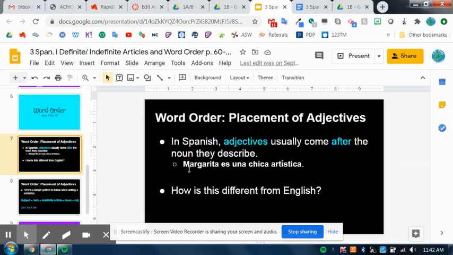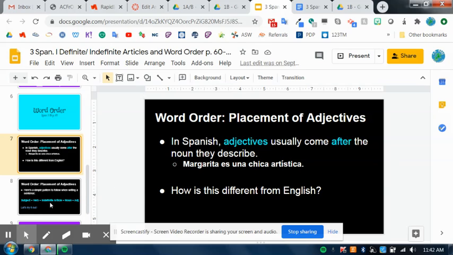So in this case, Margarita es una chica artística. Margarita is a artistic girl. It literally says Margarita is a girl artistic. We have girl before artistic to let us know that she is a girl before we hear her description.